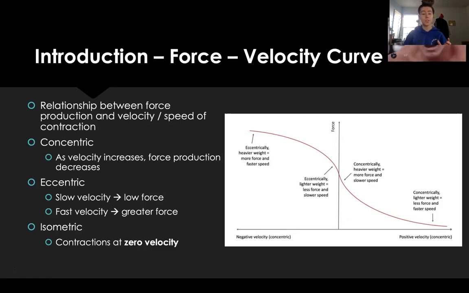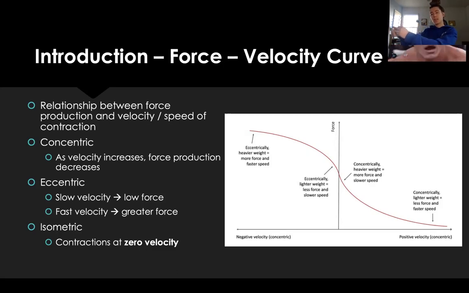But yeah, for eccentric contractions, slow velocity is low force. I always do the bicep curl example, but think about you're doing a bicep curl, and you're holding way more weight than you can do.